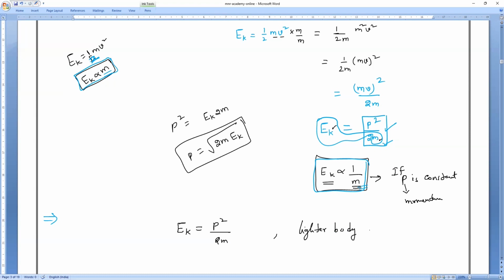Sir, lighter body. The lighter body will have more kinetic energy because both are inversely proportional to each other. So the lighter body has greater kinetic energy. That is what you have to remember. Understand, everybody? All of you?